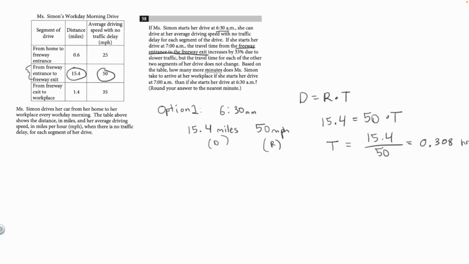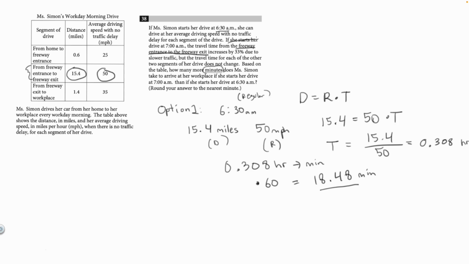But it says we have to find it in minutes. So we can convert 0.308 hours to minutes by multiplying by 60, since there are 60 minutes in an hour. And we get 18.48 minutes. This time is when she starts her drive at 6:30 a.m., so that's the regular time.